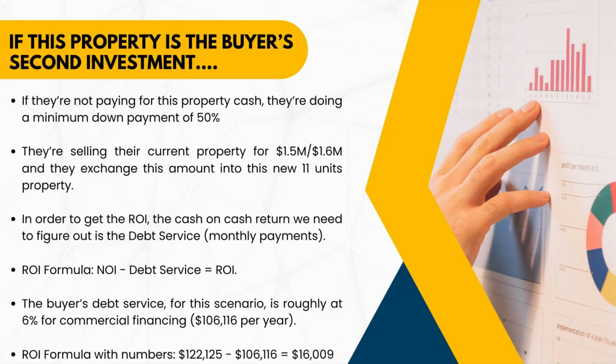Now that we established that this person in this scenario is giving over 50% down, their debt service roughly at 6% for commercial financing. It's a debt service of $106,116. Okay, that's the debt service per year. We take their NOI, which is $122,125 on this property, NOI, subtract the debt service, $106,116, gives us $16,009 for the year.